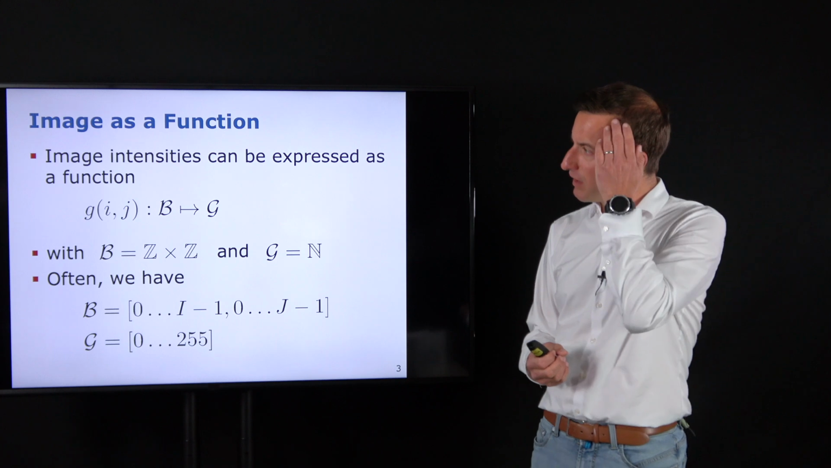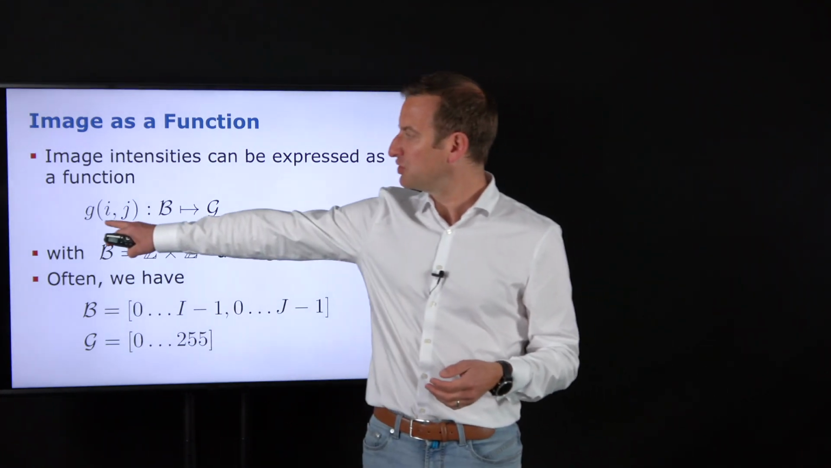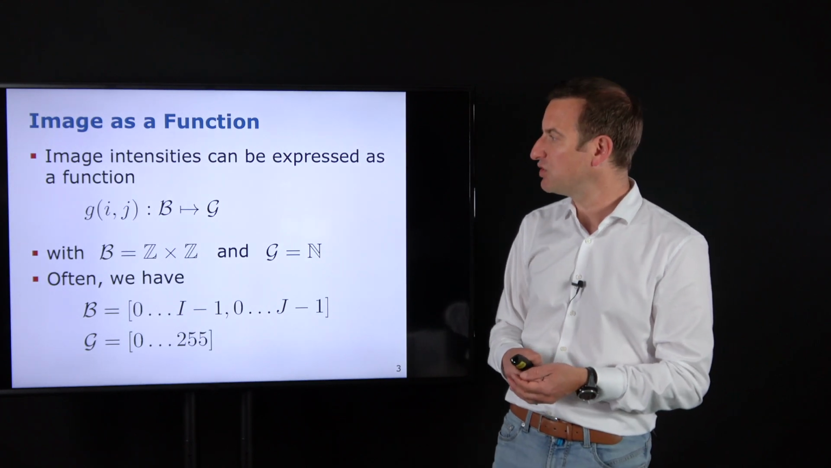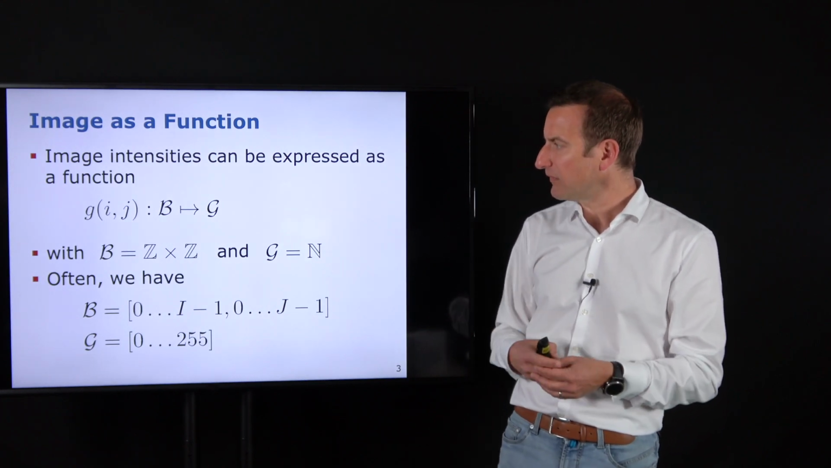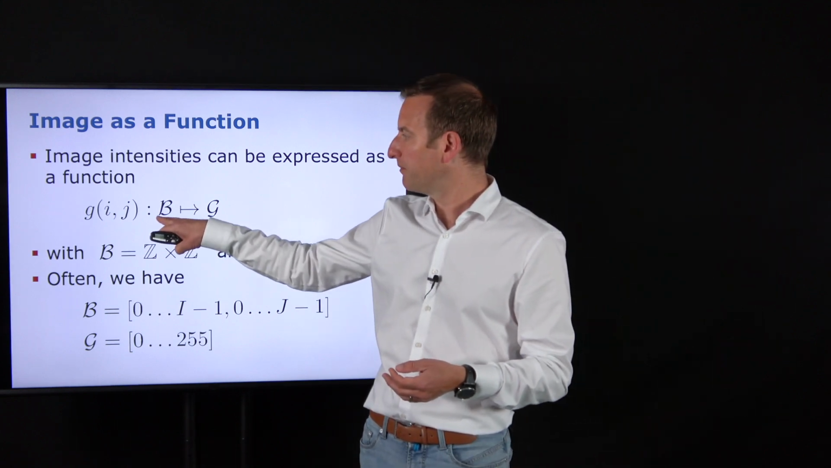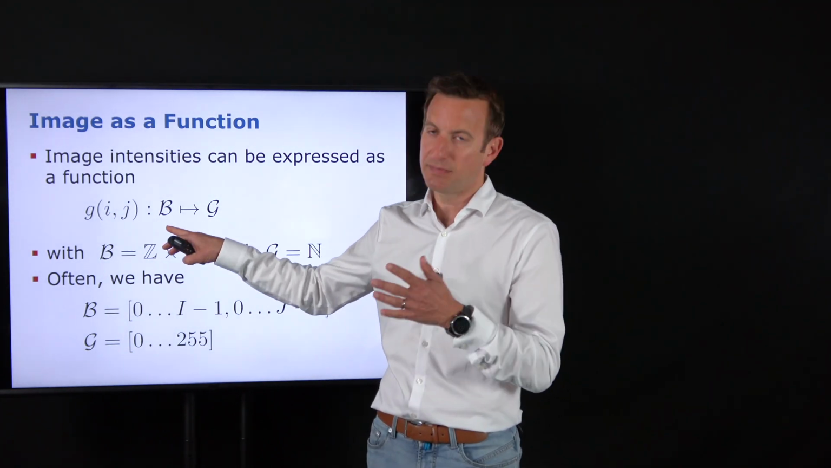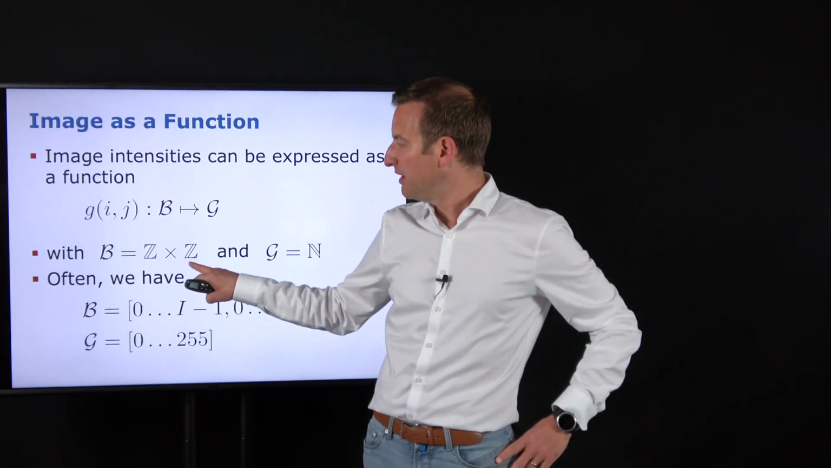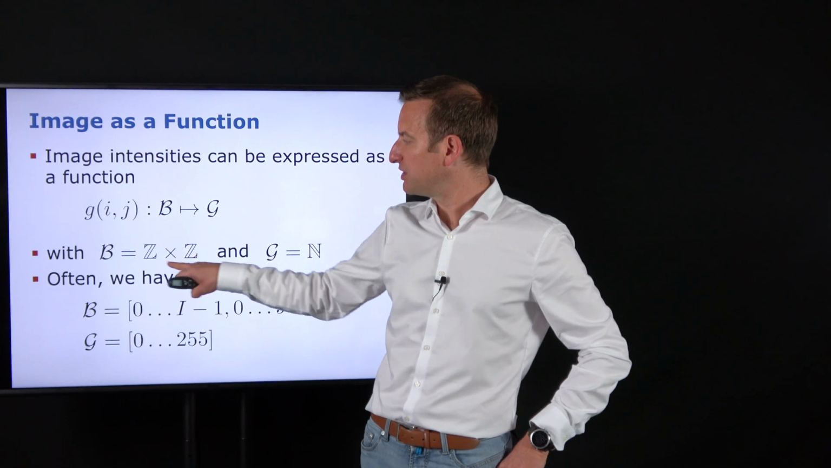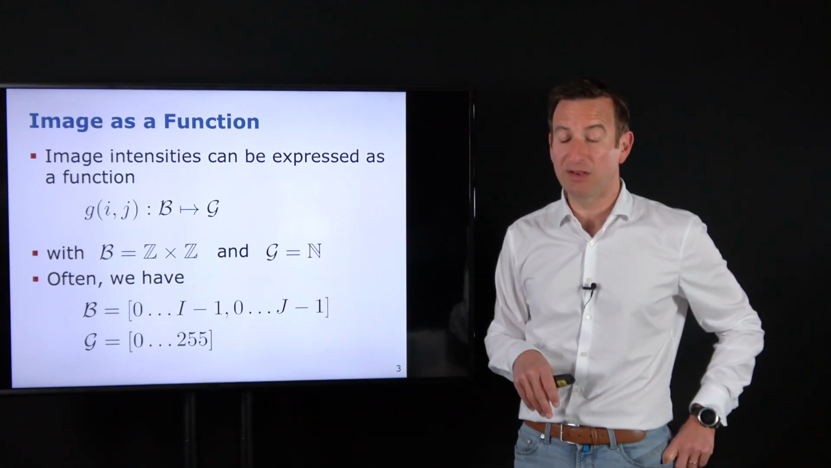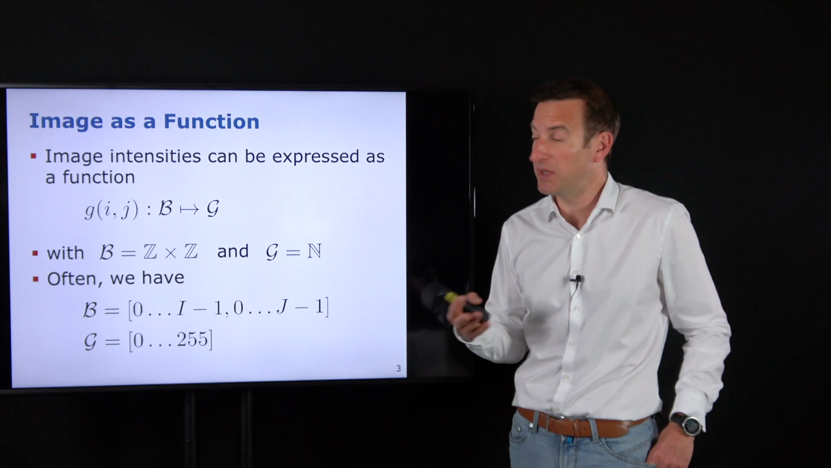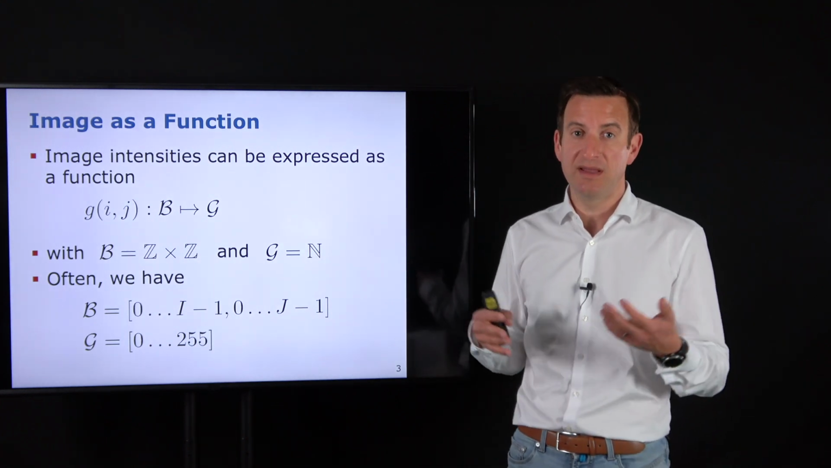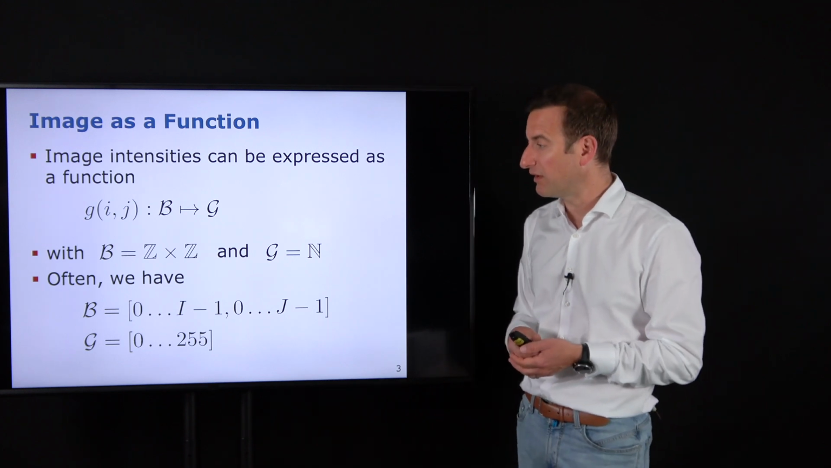A bit more formally, this can be expressed as a function. A function g, where i and j are the pixel locations in our image. And it is a mapping from the natural numbers, depending on how you represent your image, but let's say the two-dimensional integer values, onto the possible grayscale values, which is basically a counter between 0 and 255. Again, it could be larger in theory if you use a different range of intensity values.